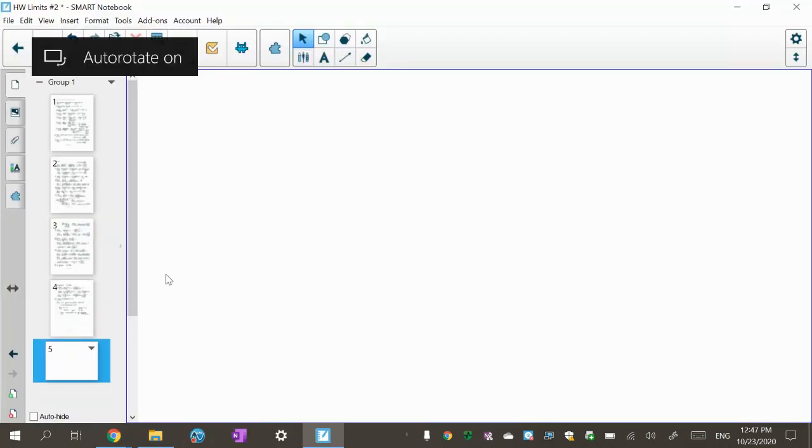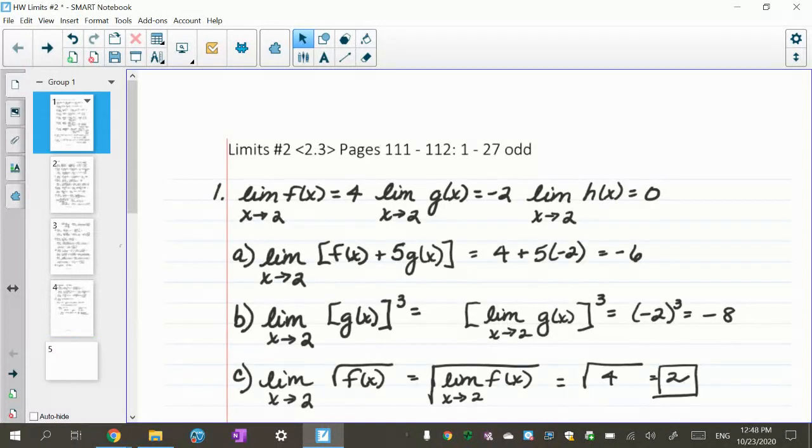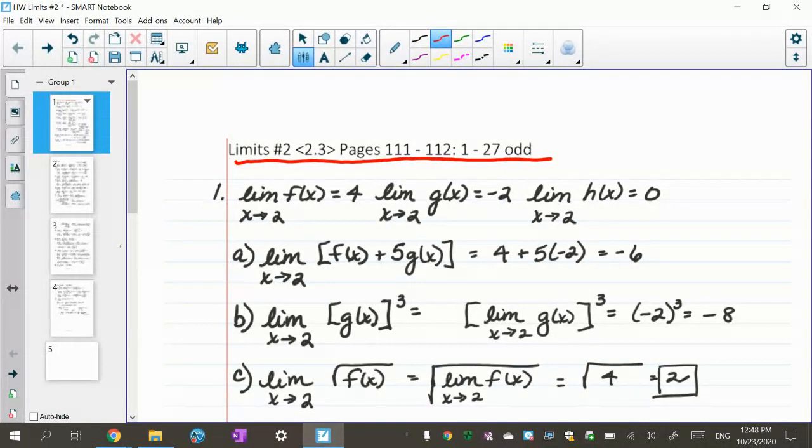Okay, this video is to help you with some of the tricky problems in the limits homework number 2. So this is the homework assignment that I'm doing. Let me go to this first page here first. This is the page that I'm actually doing: limits, pages 111, problems 1 through 27 odd. So this was the assignment I gave you.